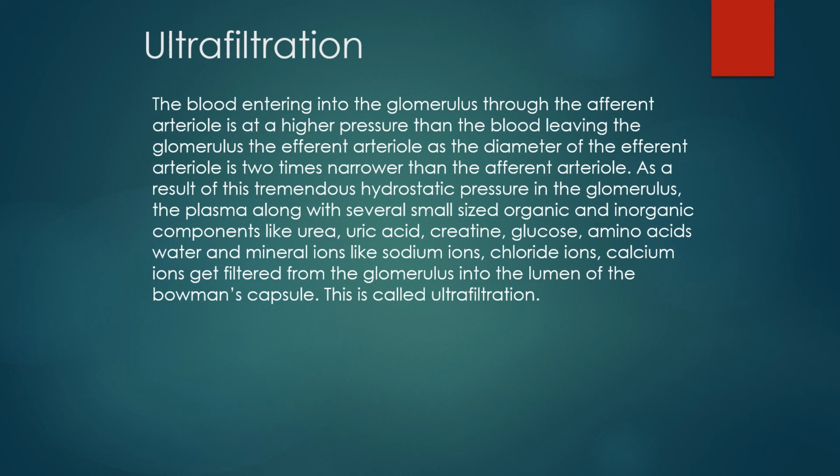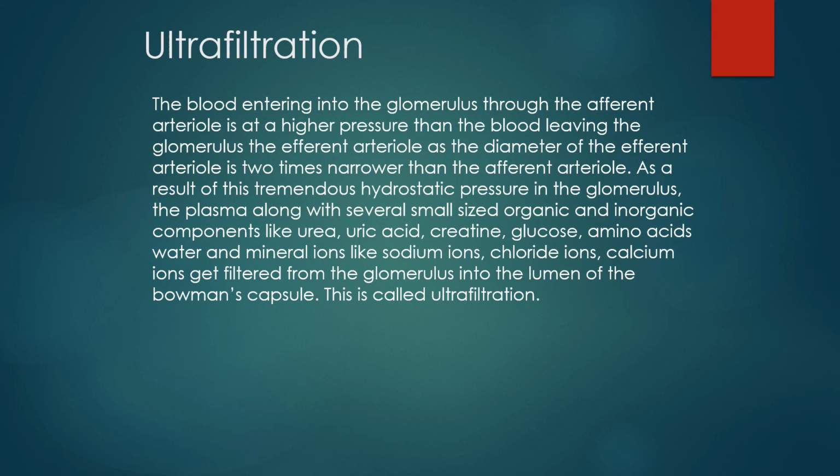It means the blood entering into the glomerulus through the afferent arteriole is at a higher pressure than the blood leaving the glomerulus through the efferent arteriole. And why this happens? Because the diameter of the efferent arteriole is 2 times narrower than the diameter of the afferent arteriole. Because of this difference in diameter, tremendous hydrostatic pressure builds up in the glomerulus.